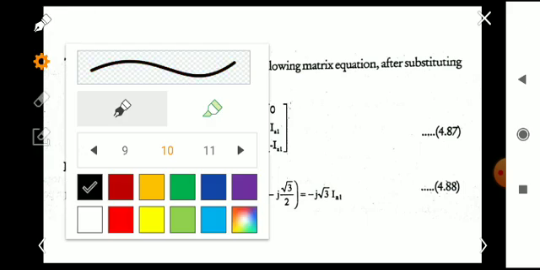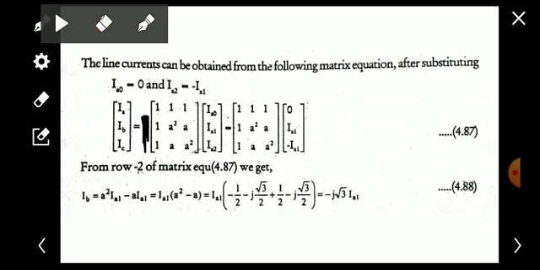The line currents IA, IB and IC can be obtained using this equation. Here the 1 by 3 will not be there in that equation. So the matrix IA, IB, IC is equal to 1, 1, 1, 1, A square, A, 1, A, A square into IA0, IA1, IA2. We are substituting IA0 equal to 0 and IA2 as minus IA1 here.